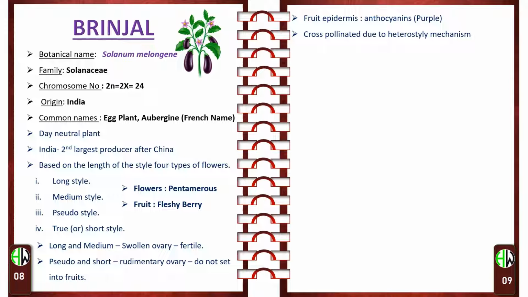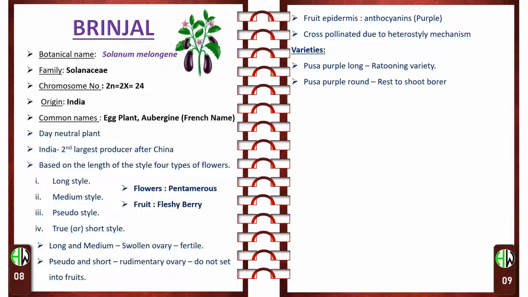So friends, we also have a video on pigments and compounds present in horticulture crops. Do check if needed. Then, brinjal is a cross-pollinated crop due to the heterostyly mechanism. Some of the varieties are Pusa Purple Long, a ratooning variety.